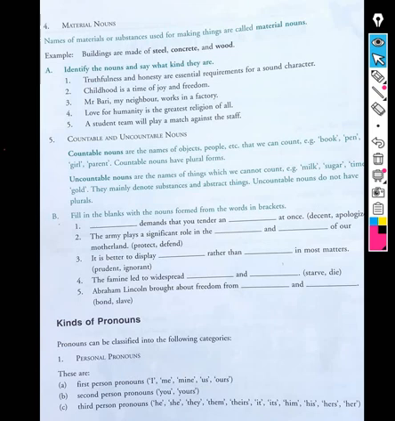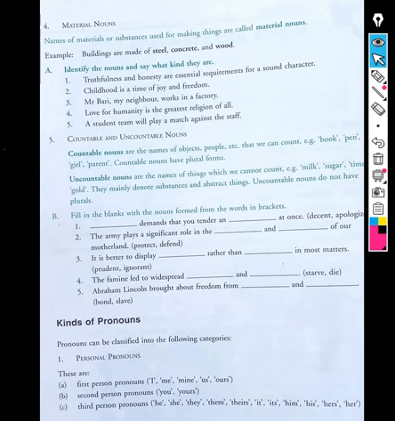So first person pronouns are I and we. I is used for singular, and we is used for plural, as we say hum. Then the objective case of I is me, then mine, possessive case. Us, from we, and ours, possessive case of we. Second person is you in subjective case or objective case, then yours. This is the possessive case of you when you show possession.